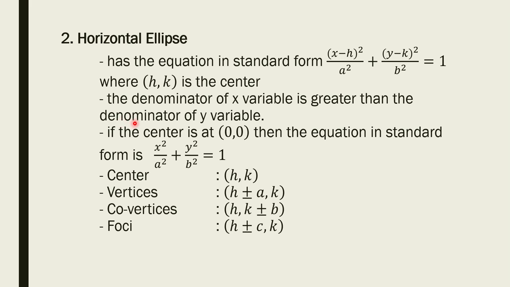So when the denominator of the x variable is greater than the denominator of the y variable, we can say that the given is a horizontal type of ellipse. And that's so far for the key terms and definitions that we need to consider.